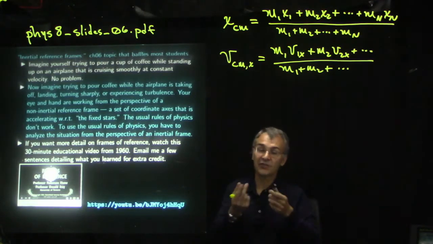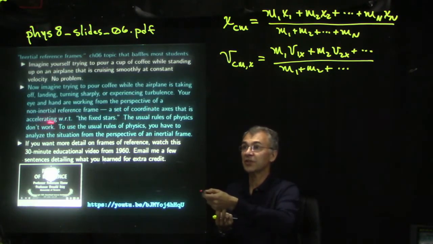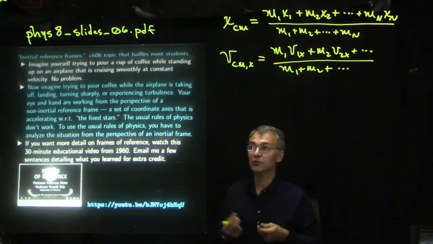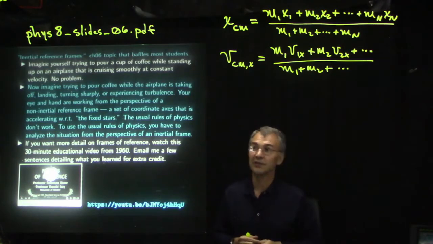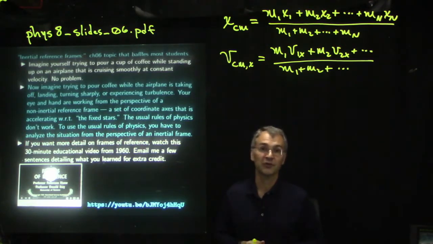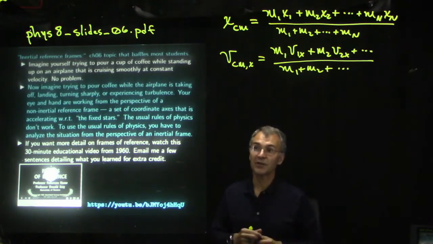So in that case, the inside of the airplane certainly is accelerating with respect to the fixed stars. And in that case, the usual rules of physics don't work. If you want to use the usual rules of physics, you have to analyze the situation from the perspective of an inertial frame.